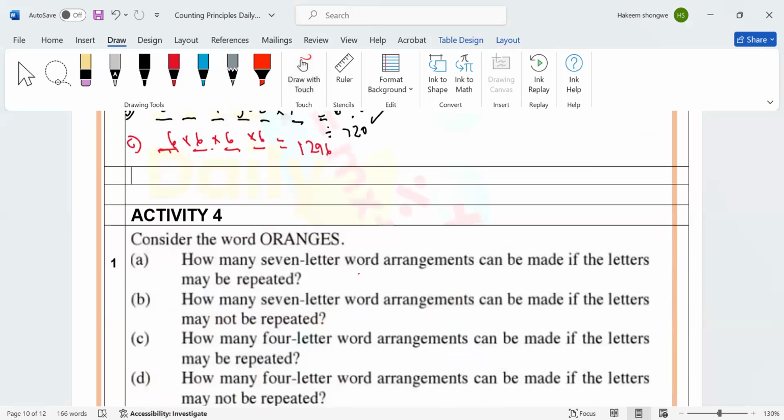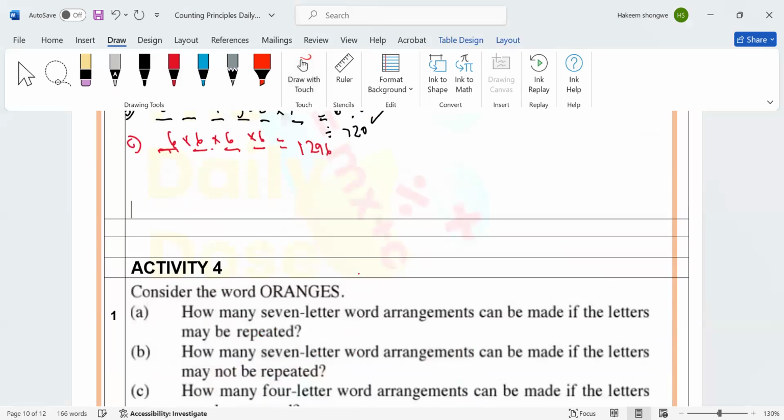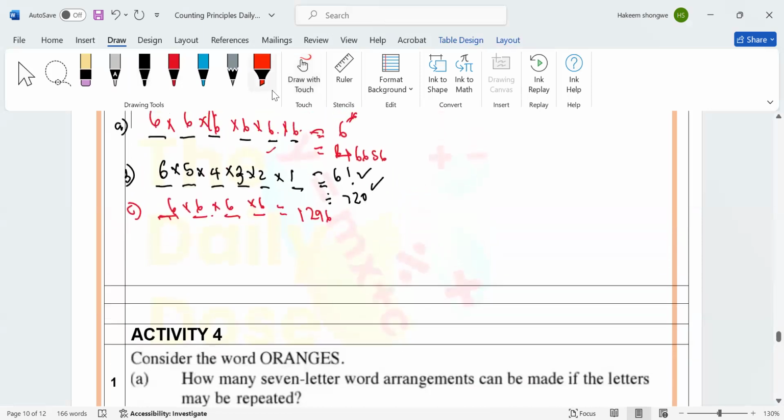Let's go to the last one. This is trying to show you when you are going to use factorial and when you are not going to use factorial. That was the main aim of this.